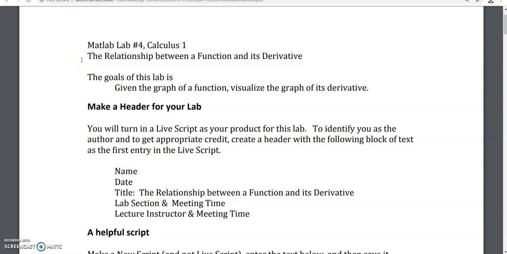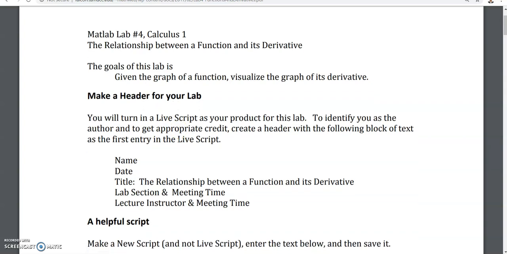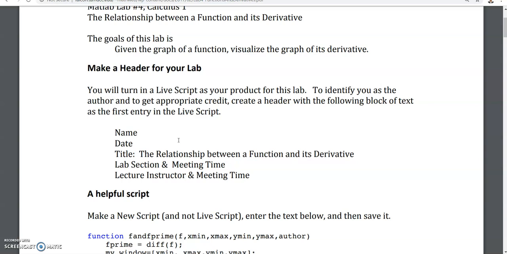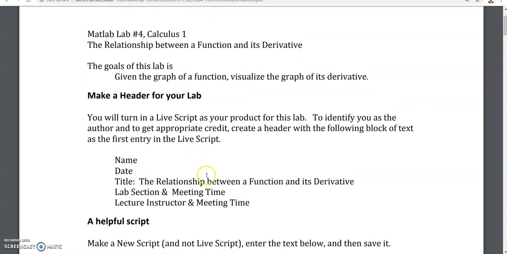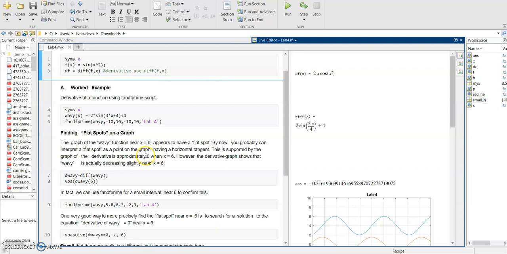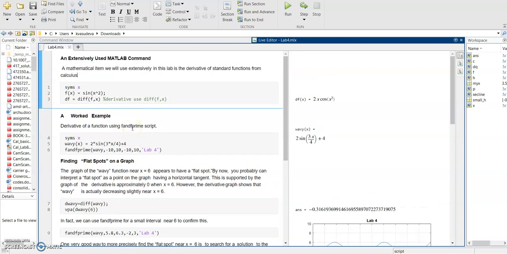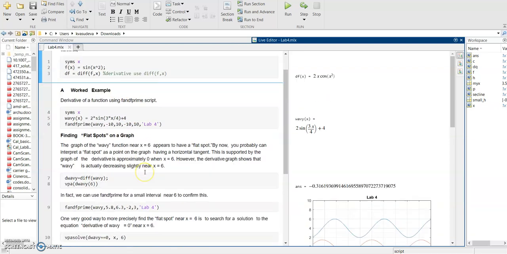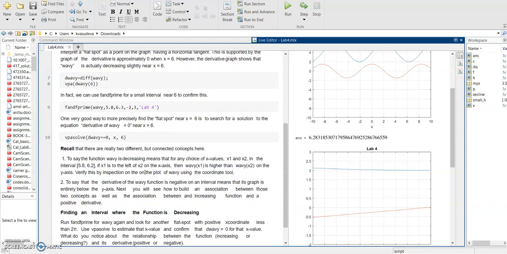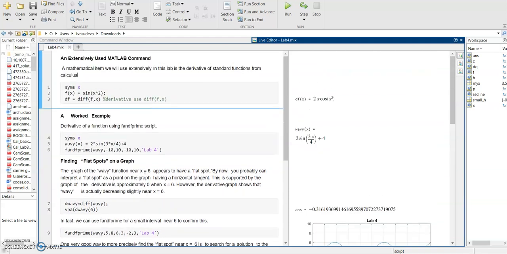Hello everyone, this is lab 4 and this lab is all about derivatives and their relationship to functions. I'm going to introduce a new command in this lab, and the same command is used in the next lab as well. As usual, I've created a MATLAB file, you can see it right there, and it has all the necessary information that you need to solve the assignment questions. Try to stick to whatever I've done so far and everything should be easy.